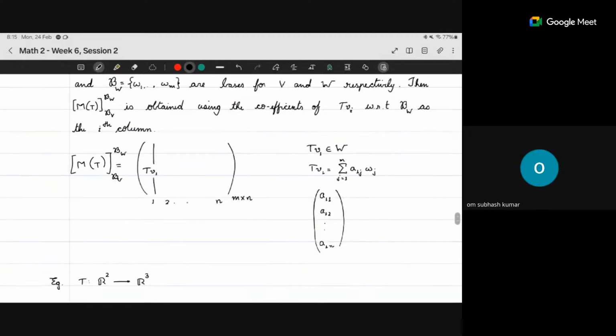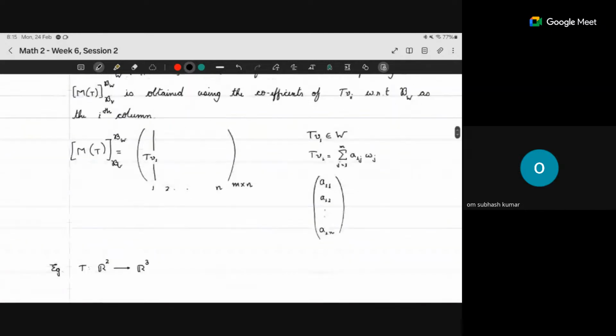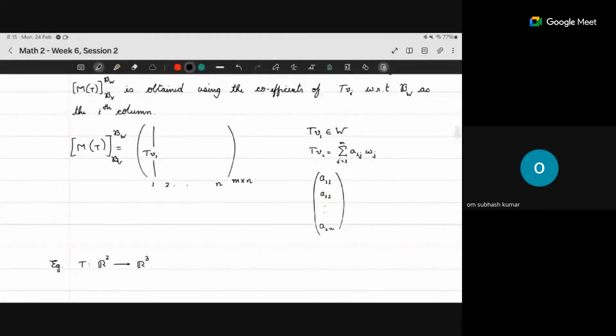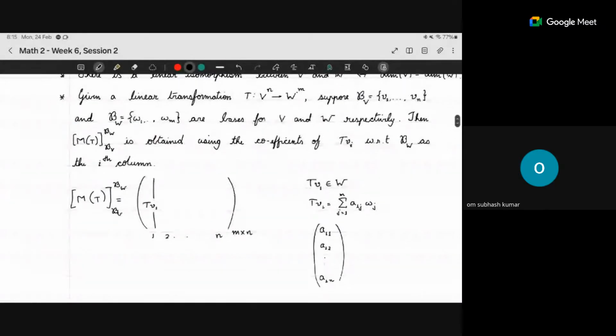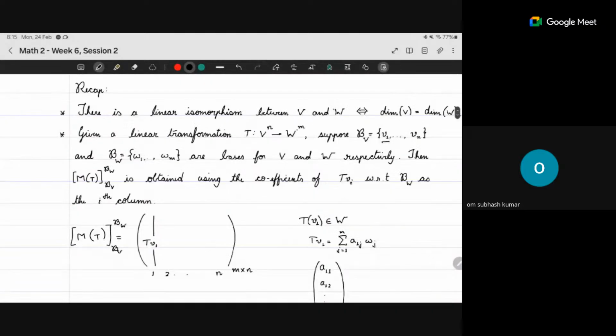Sir, here you wrote T V1 equal to summation of Aij and Wj. This is actually T of V1. This is the transformation. V1 is an element in V, right? Yes. It's an element of the basis, but more fundamentally, it's an element of V. So T of V1 will be an element of W. Any element of W can be written uniquely as a linear combination of Wj because the Wj's form a basis.